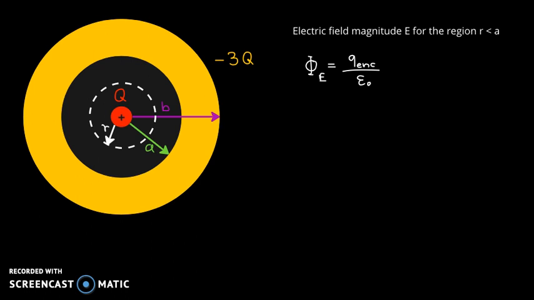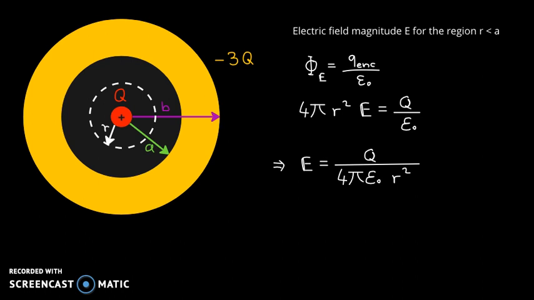Now the radius of the Gaussian surface is the variable R. So let's rewrite the equation in terms of the given variables. The formula for the spherical surface is 4 pi r squared. We multiply that by the magnitude of the electric field. That's the flux. And that's going to be equal to capital Q, which is the enclosed charge, divided by epsilon 0. Let's rearrange and isolate capital E. Electric field magnitude capital E is equal to Q divided by 4 pi epsilon 0 r squared, as expected. This is the electric field magnitude due to a point charge at a distance r. And the direction of the electric field will be outward because the enclosed charge is positive.